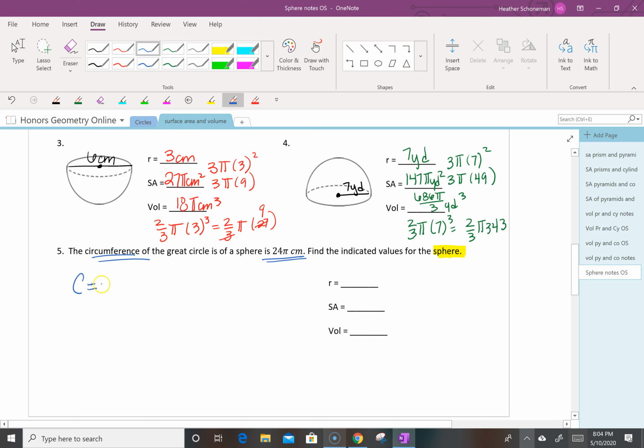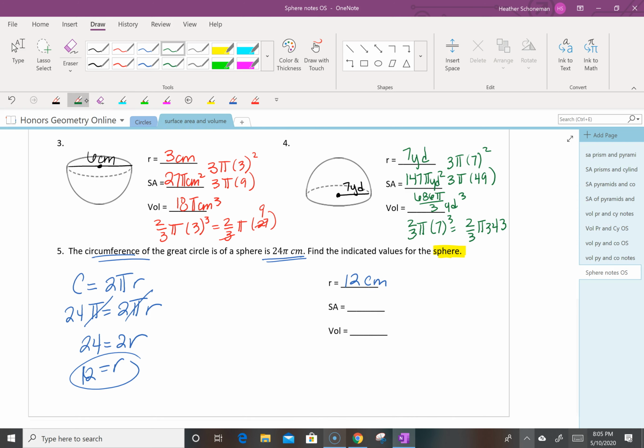Well, we know circumference is 2 pi times the radius. So 24 pi equals 2 pi r. So the pi's cancel. So 24 equals 2 times the radius. So the radius is 12. Now some of you might say, Mrs. Shoneman, I did not need to write that out. I can do it in my head. Then yes, please do it in your head. There's no reason to write it out if you don't need to.